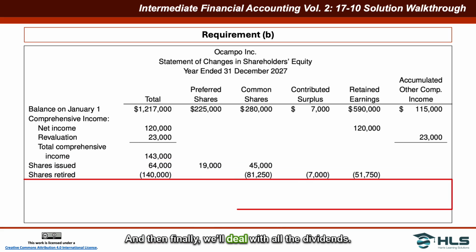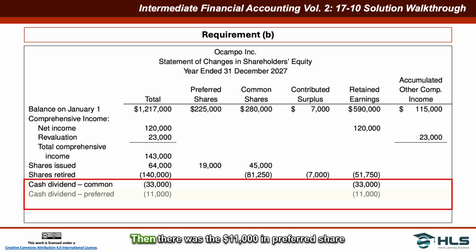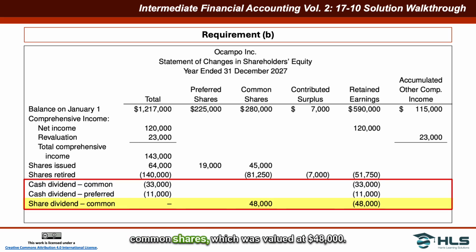And then finally, we'll deal with all the dividends. The company paid the common share dividend of $33,000, comes out of the retained earnings and included in the total column. Then there was the $11,000 in preferred share dividends, again, reducing retained earnings and included in the total column. And then there was the share dividend on common shares, which is valued at $48,000. That reduces the retained earnings, increases the amount in the common share column, and has no impact on the total.